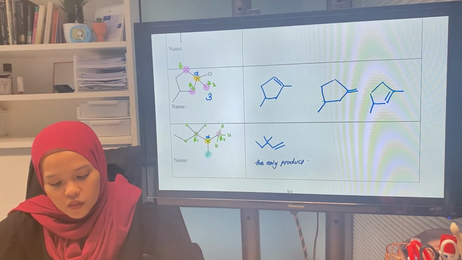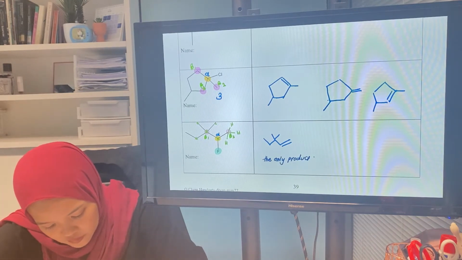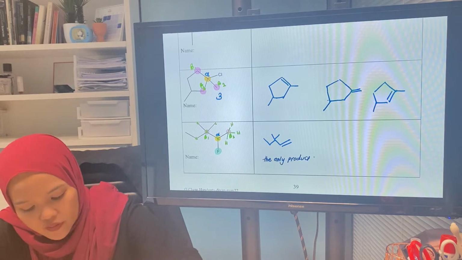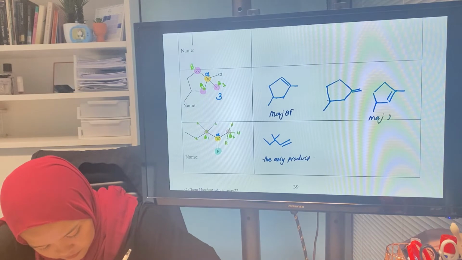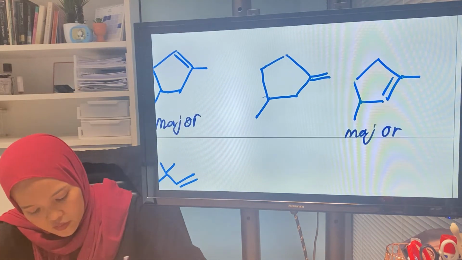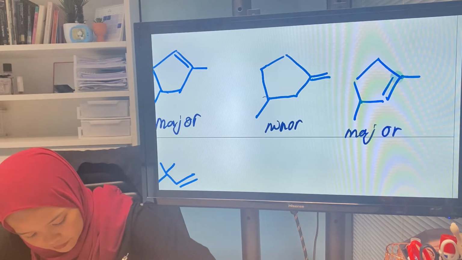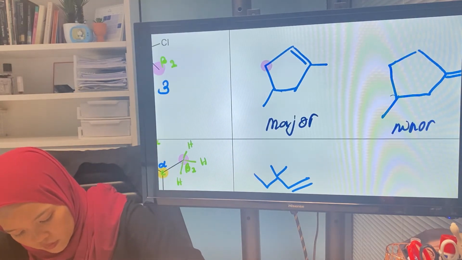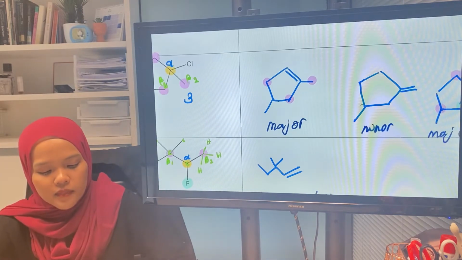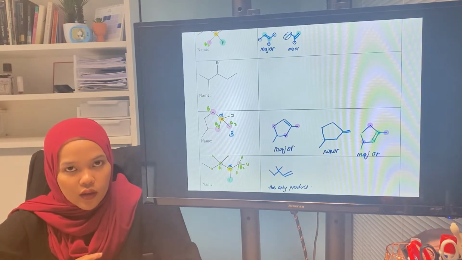Okay, so which one is going to be the major product? The major product is going to be, okay, there are 2. So this one is the major product, this one is the major product as well. So this is the minor product. Why? Because around this carbon, the one that is attached to it, how many substituents? 1, 2, 3. This one also 1, 2, 3. So you have 2 major products there. So you can try out the next one.